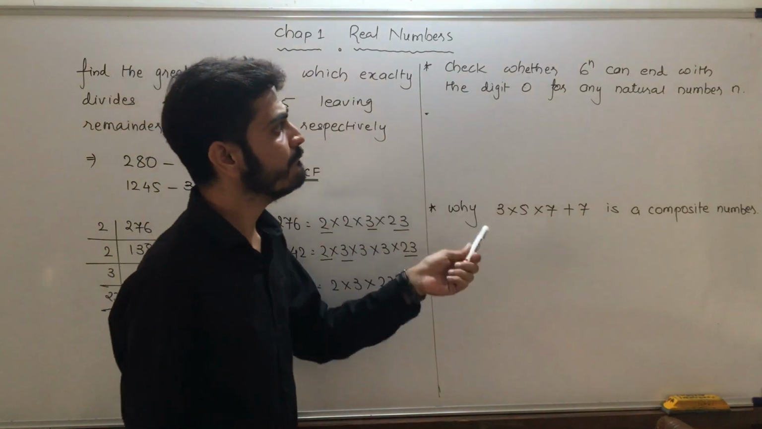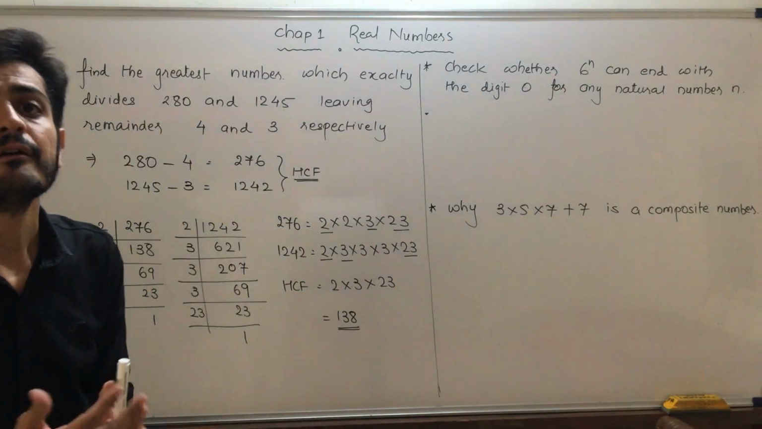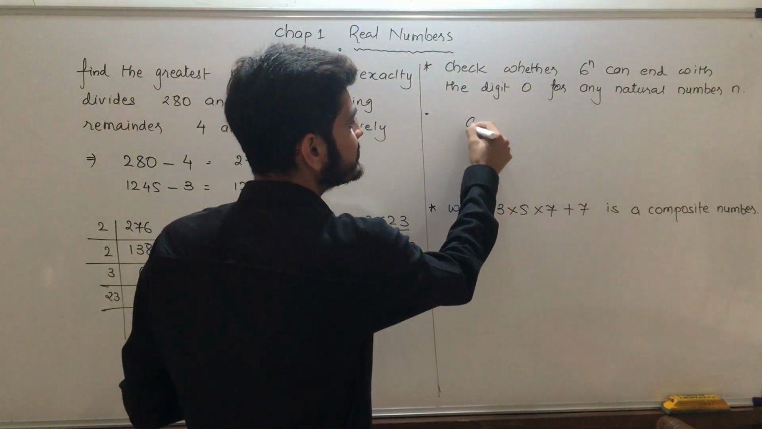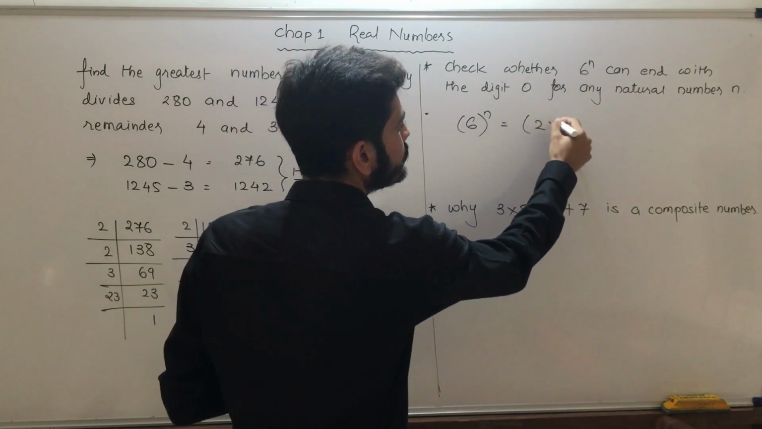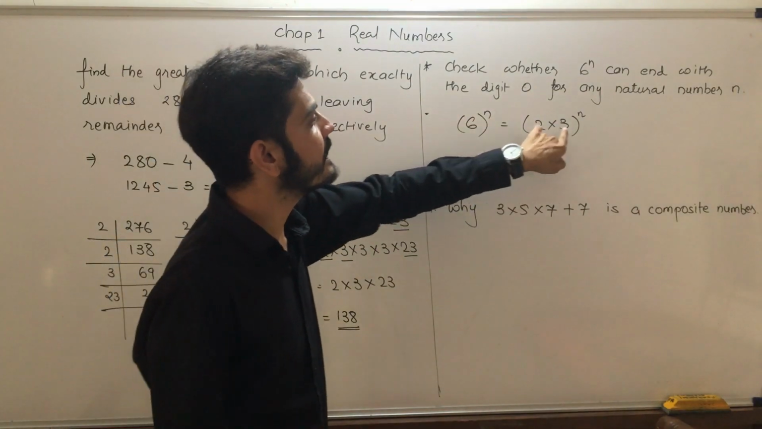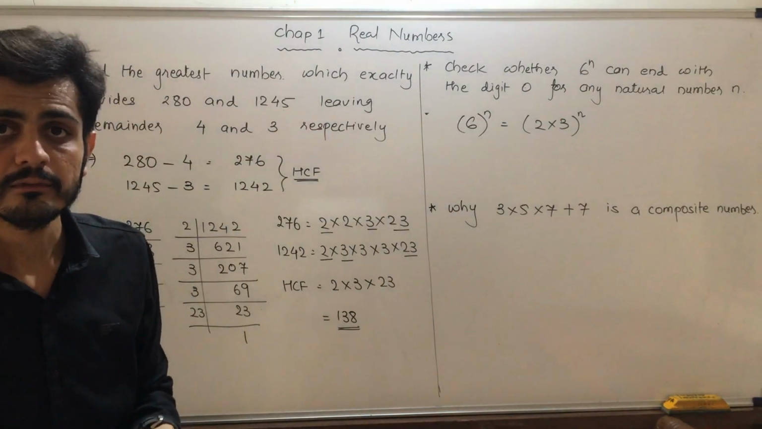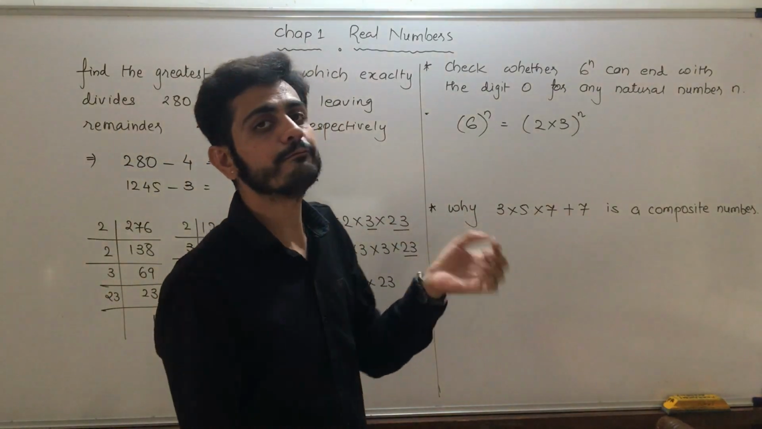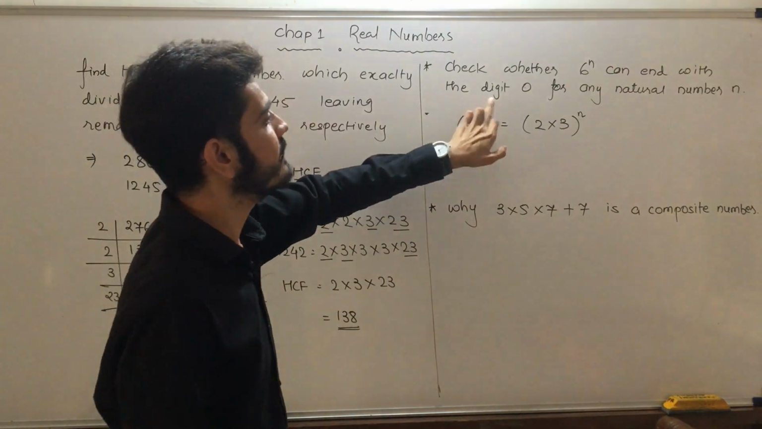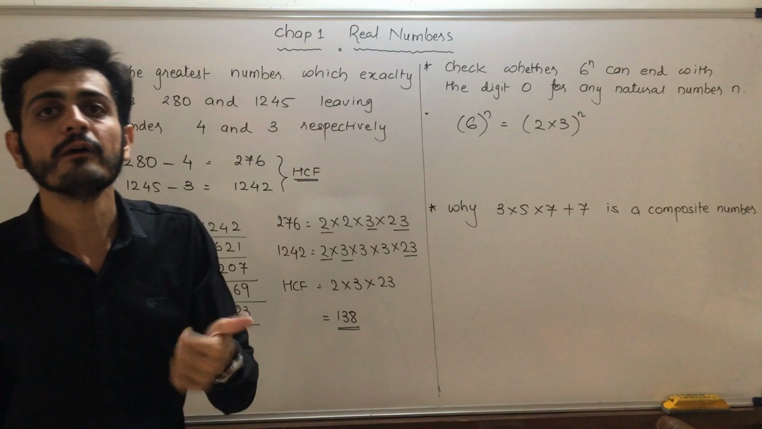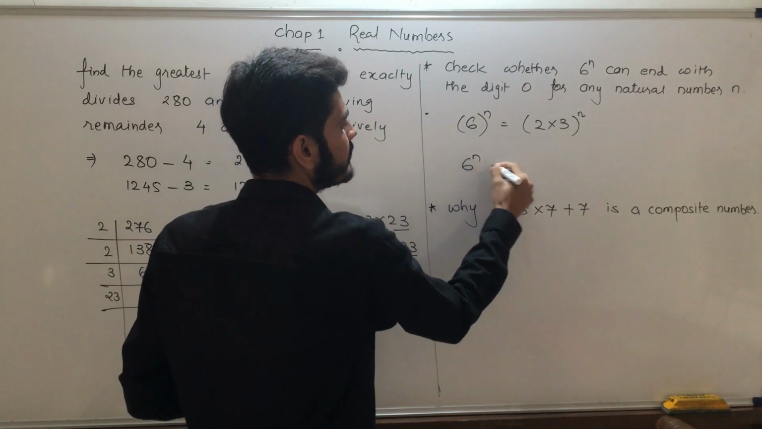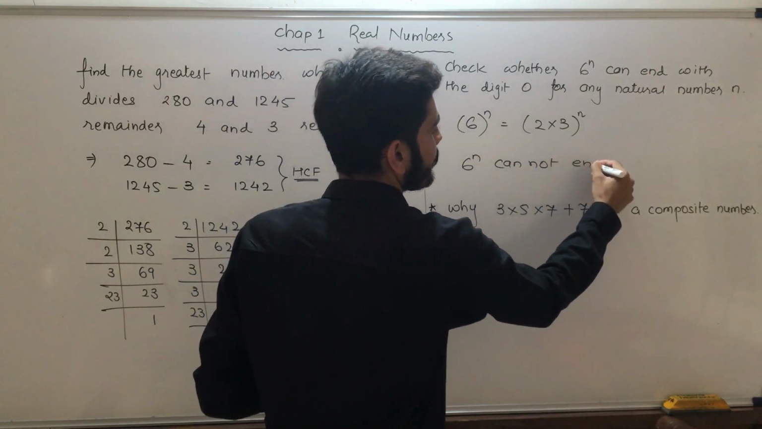That means in the prime factorization of 6 raised to n, there should be a 5 as a factor. But this is not possible because the factorization of 6 raised to n is 2 into 3 raised to n. So in the factorization of 6 raised to n, 2 and 3 are the only primes. There is no 5. By the uniqueness in the fundamental theorem of arithmetic, there are no other factors in 6 raised to n other than 2 and 3. So no 5 is there. Therefore, for any natural number, 6 raised to n cannot end with the digit 0.